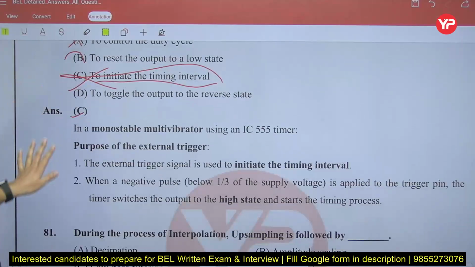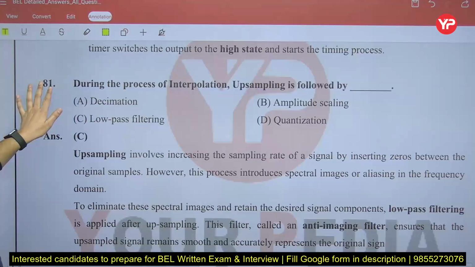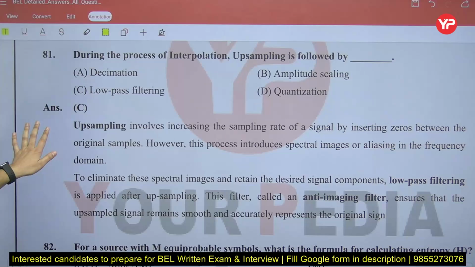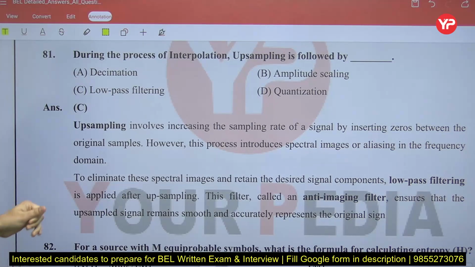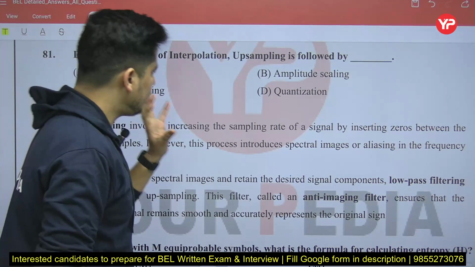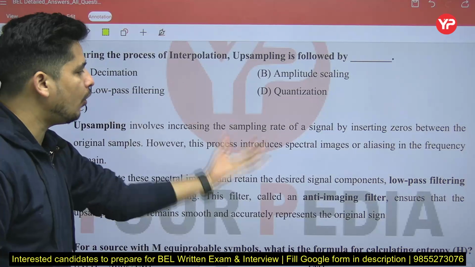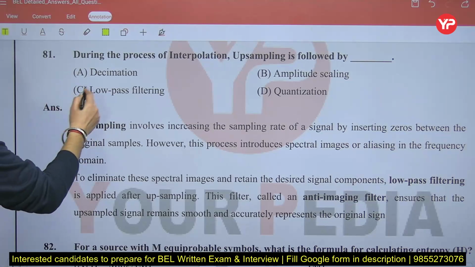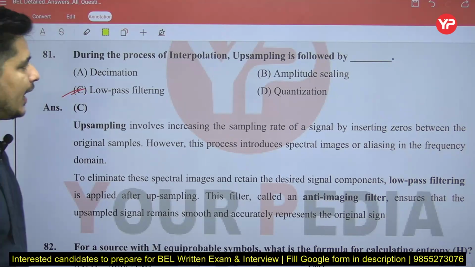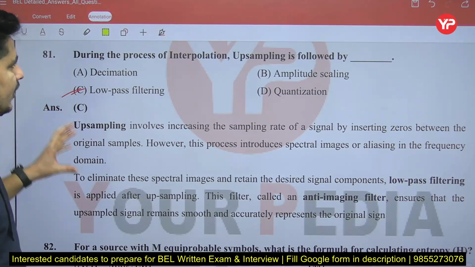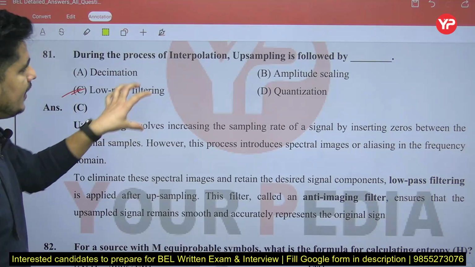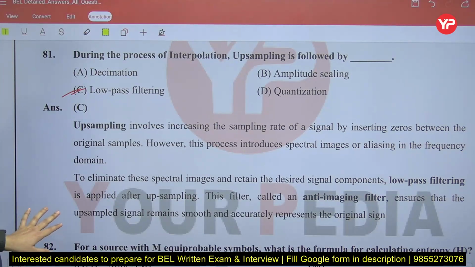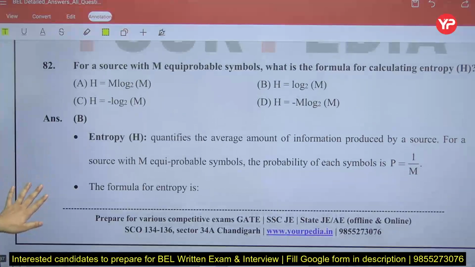Next one is, during the process of interpolation, upsampling is followed by what? Whenever you have interpolation, the upsampling will always be followed by a low pass filter, that is called an anti-aliasing filter. Every time interpolation is upsampling, then we have an anti-aliasing filter, that is a low pass filter.